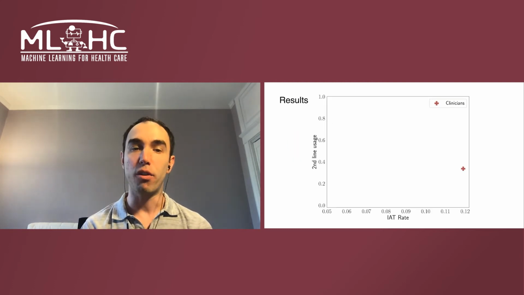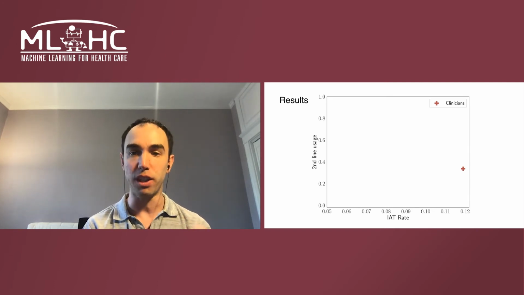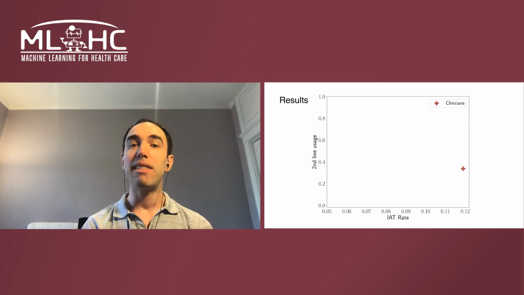I'll now walk you through the results of our direct policy learning algorithm using particular choices of these omega parameters that trade off between IAT rate and second-line usage. Let's first start by looking to see how clinicians do today. Well, clinicians have IAT rates that are quite high, well over 11%, and they use an overwhelmingly large fraction of second-line antibiotics, about 36%.